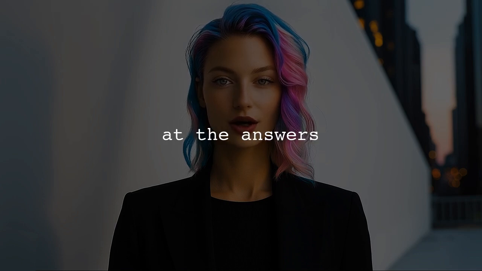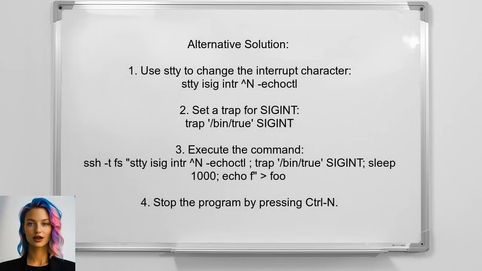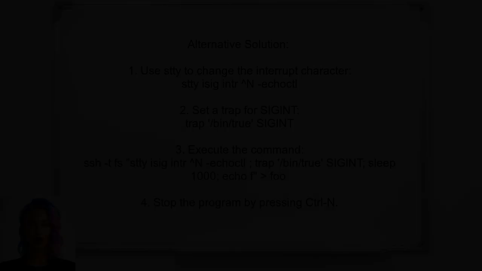Now, let's look at the answers provided by other users. An alternative approach to sending a SIGINT to a remote process over SSH without using the -T option involves a specific command. First, you use stty to change the interrupt character on the server to Ctrl-N. This prevents conflicts with your local interrupt character. Then, you set up a trap for the SIGINT signal to ensure that the process can be interrupted without losing output. Finally, you can stop the program by pressing Ctrl-N.